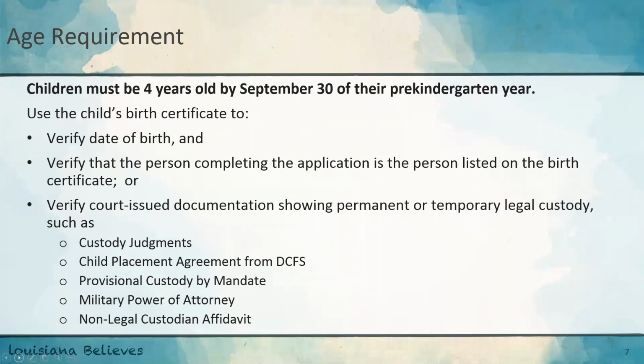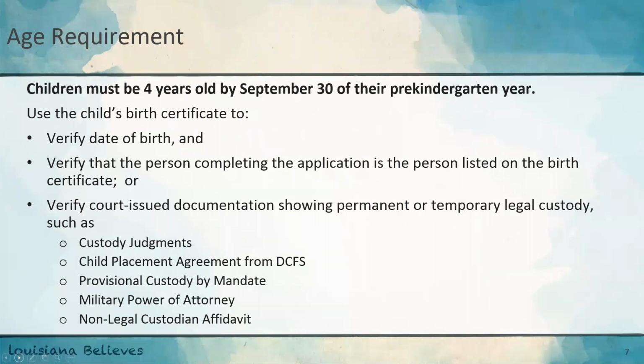You should also verify that the person completing the application is the parent listed on the birth certificate. If not, court-issued documentation should also be submitted. This can come in the form of custody judgment signed by a judge, a placement agreement from DCFS for children in foster care, or a provisional custody by mandate or military power of attorney.